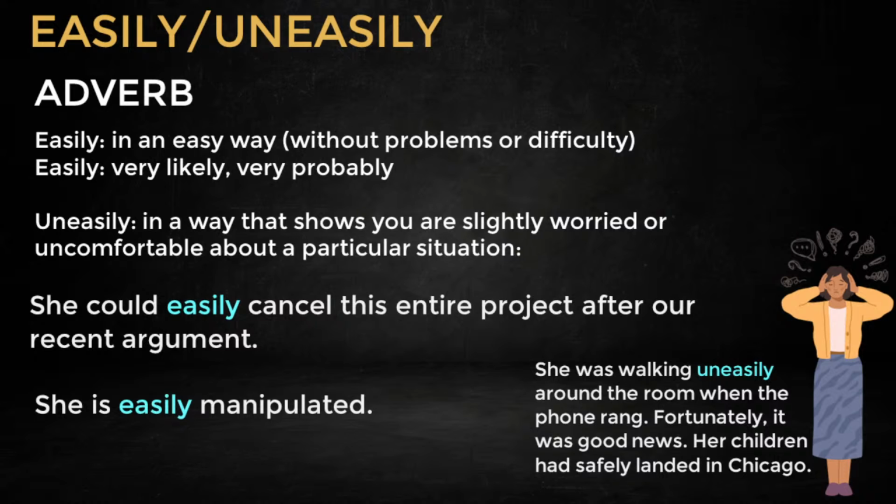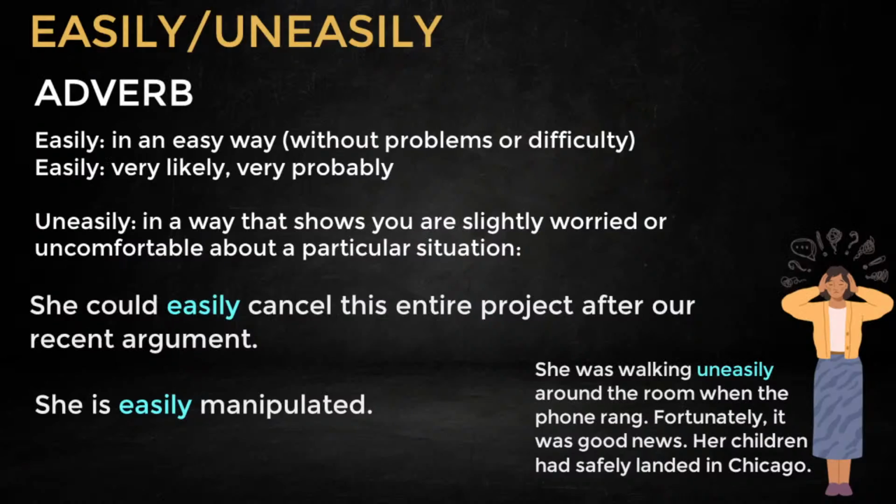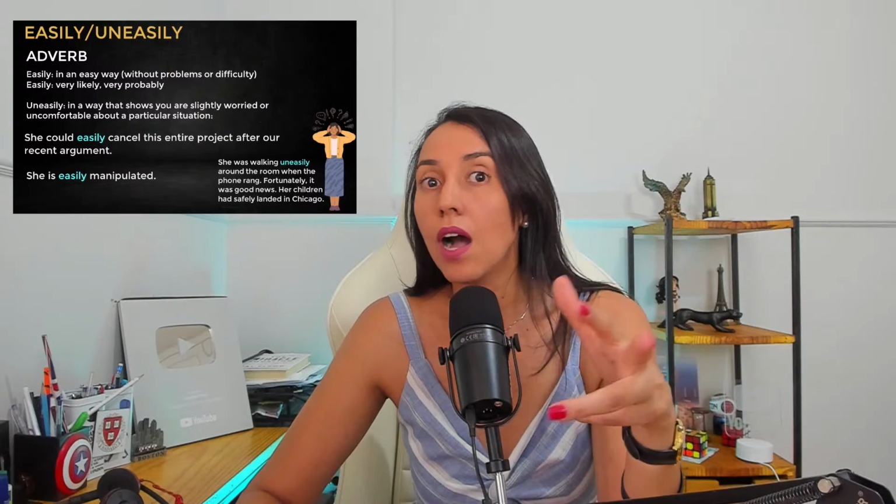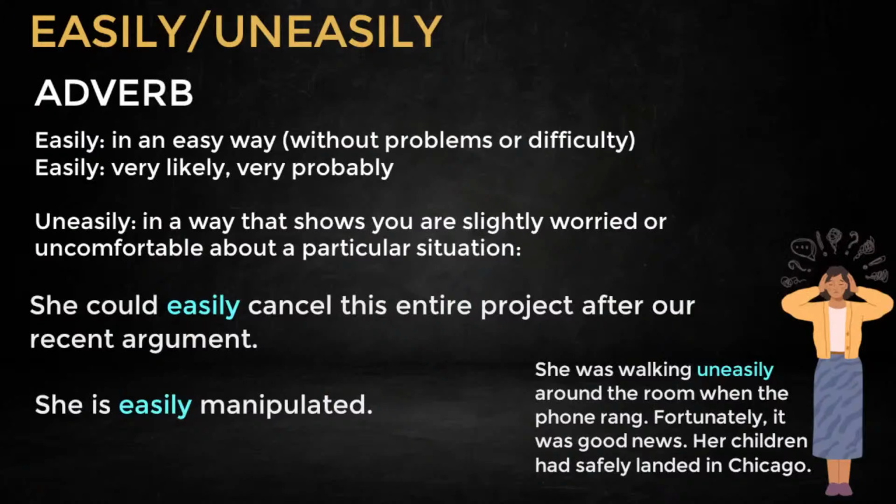And uneasily, it's in a way that shows that you are a little worried. It's the same thing as uneasy, feeling a little worried, but it's a way. It's to describe an action, okay? To describe an action about a particular situation. You're feeling uncomfortable, a way that shows you are slightly worried or uncomfortable about a particular situation. But let's take a look at the examples to clarify.